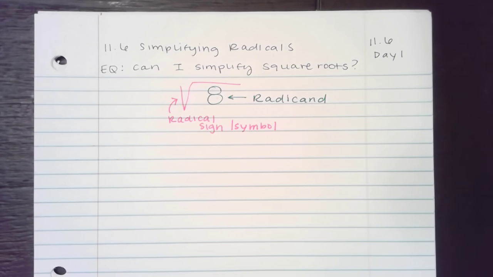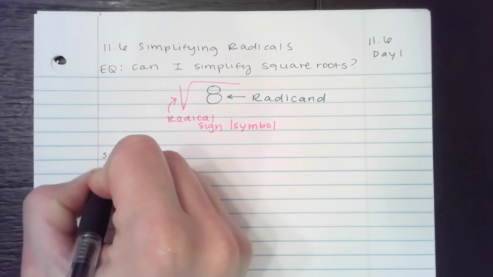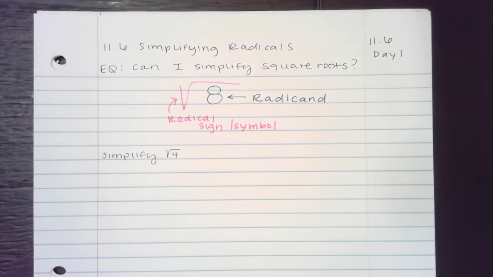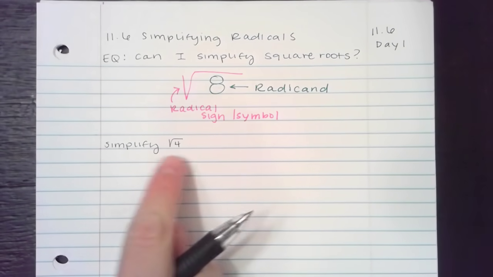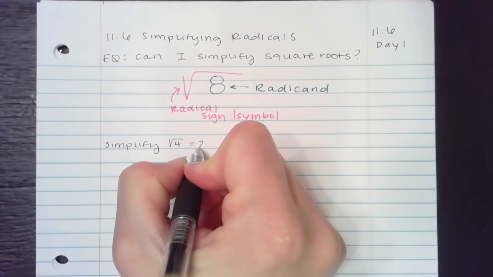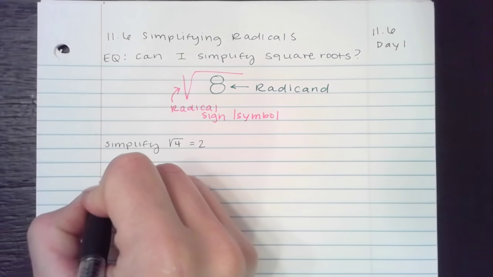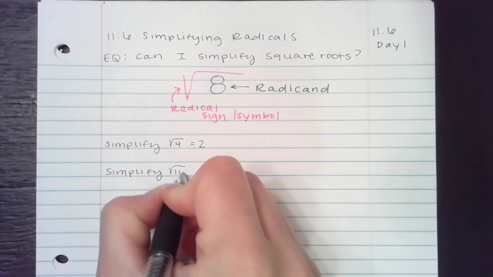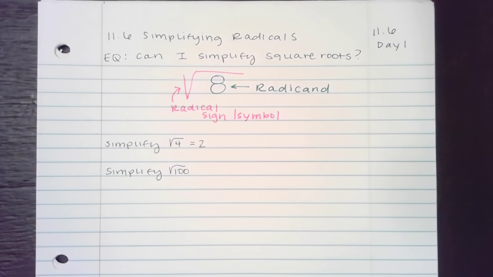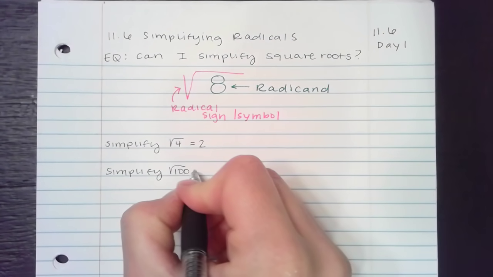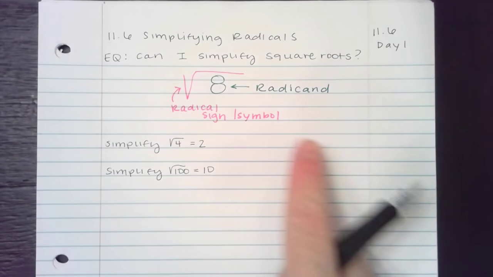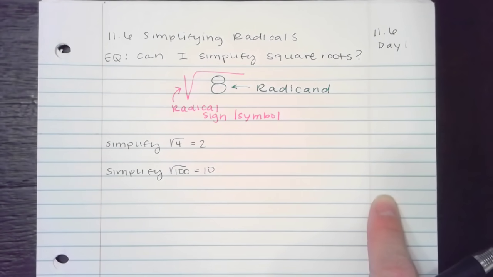Now, let's talk about some square roots that you should be familiar with. For example, if I say, simplify the square root of 4, you should be able to say, oh, well, I know that the square root of 4 is 2. Or if I say, simplify the square root of 100, you hopefully can say that that is 10. And we need to have these memorized. If you don't, we're going to write out a whole bunch of numbers over here.